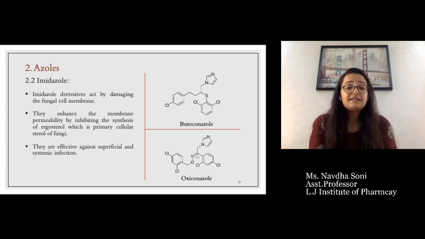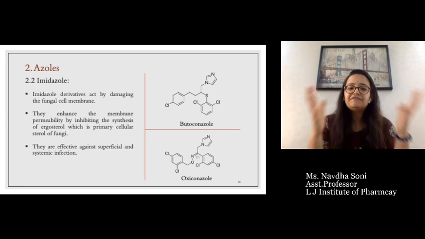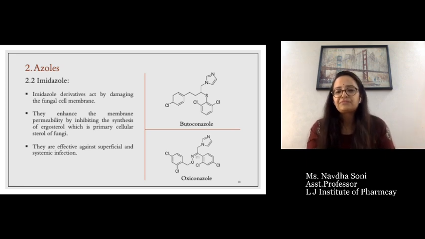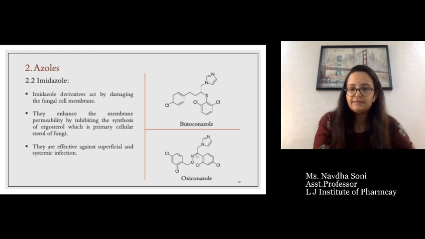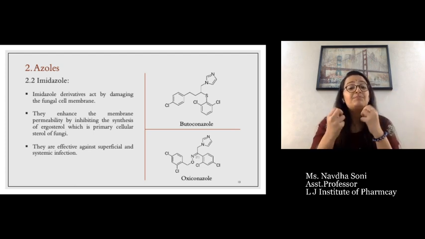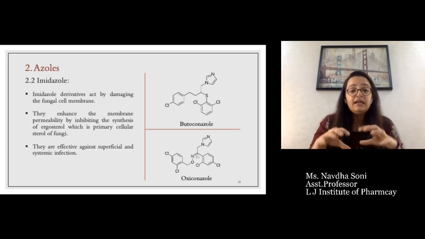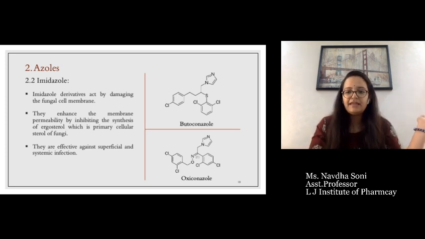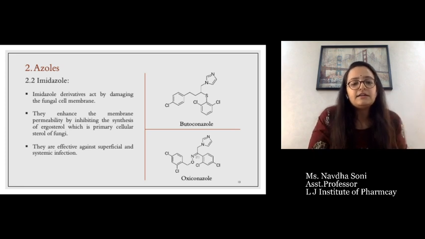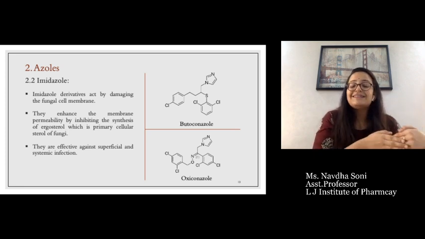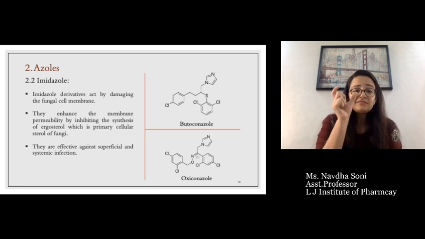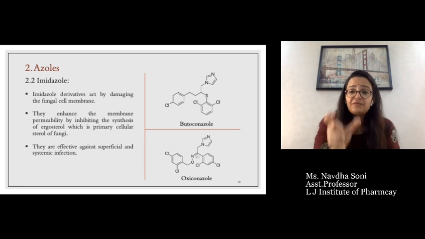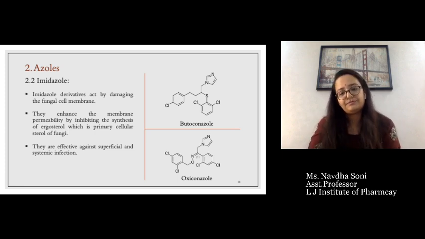How does it act on fungal cells? Imidazole derivatives act by damaging the fungal cell membrane, same like triazole. Okay, they enhance the membrane permeability by inhibiting the synthesis of ergosterol, same like earlier. So synthesis of ergosterol is inhibited, which is the primary cellular component of the fungal cell wall. They are effective against superficial as well as systemic infection.